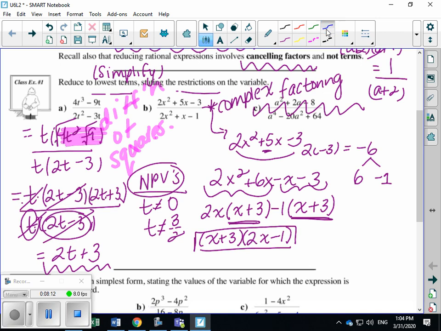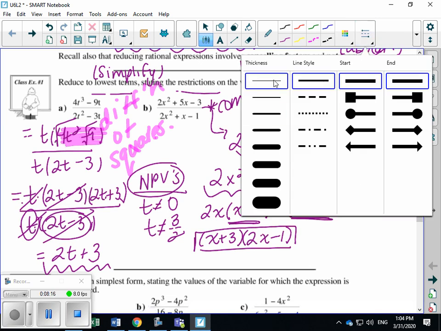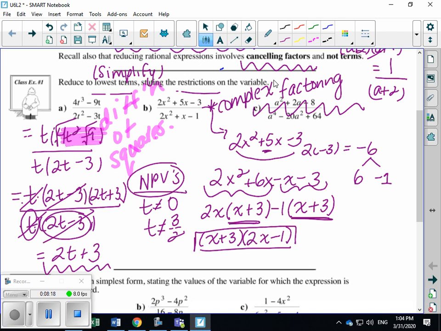Now let's factor the denominator. So we've got, I'm going to write it over here, 2x squared plus x minus 1. So again, we're trying to factor out that 2, but I can't. So I'm going to multiply 2 times negative 1, which equals negative 2. What two numbers multiply to negative 2 and add to 1? This would be 2 and negative 1.